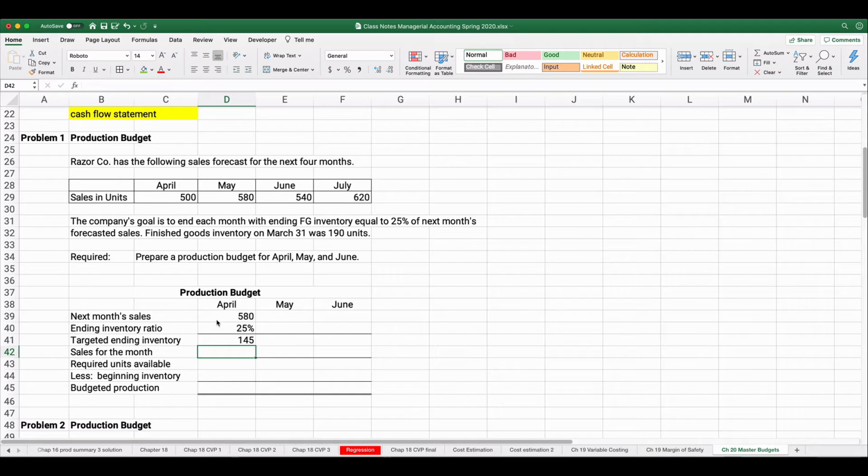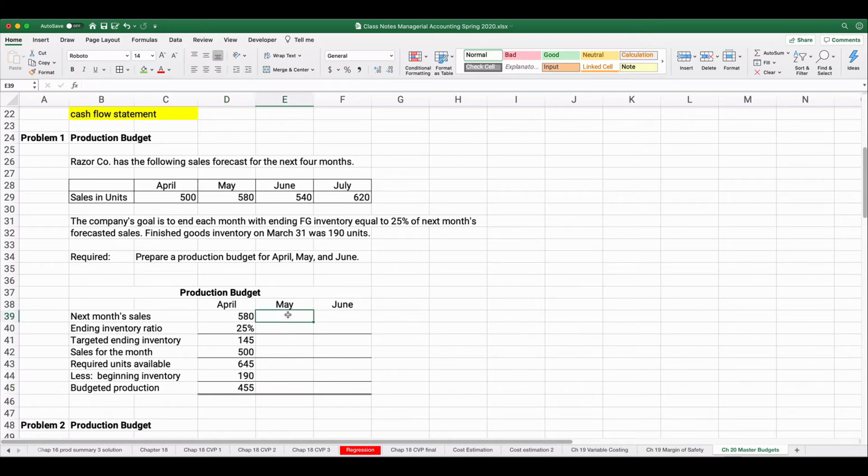Now the sales for this month, we expect it to be 500. So we need how much available? We need 500 plus the ending inventory. So we need 645 available. Now, how much do we already have in beginning? Well, in beginning inventory, we have 190. That's given. So to get to 645, we already have 190. So I'm going to take 645 minus the 190, and we're going to equal 455 is our budgeted production. So we need to produce. Our plan is right now, we need to produce 455 for the month of April.